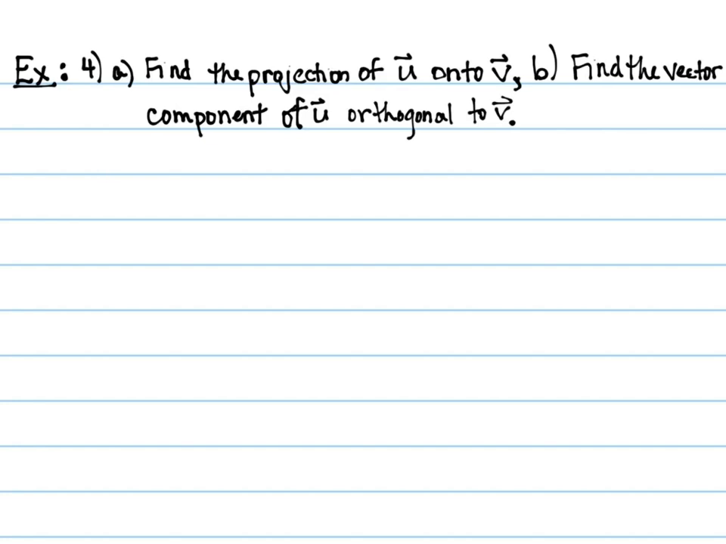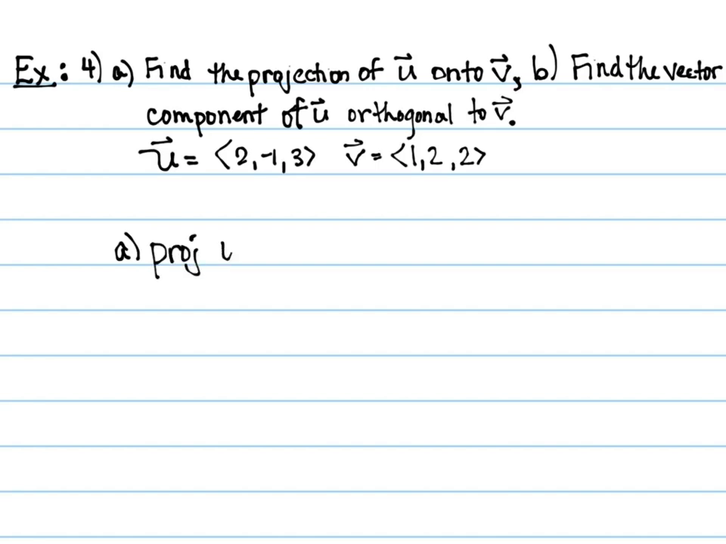And I didn't write it down. U is the vector 2, negative 1, 3. And V is our vector 1, 2, 2. So we're going to first find the projection of U onto V. And in order to do that, there's several things we need.